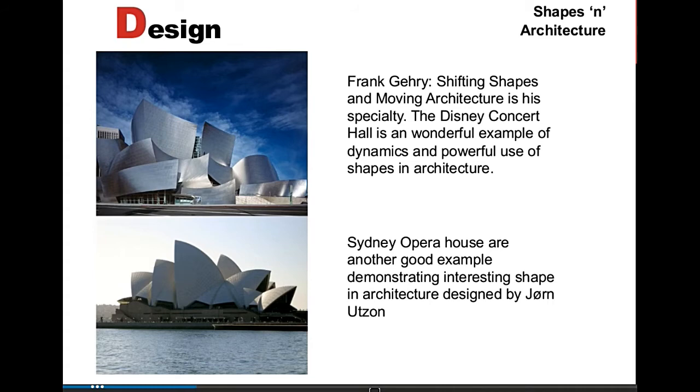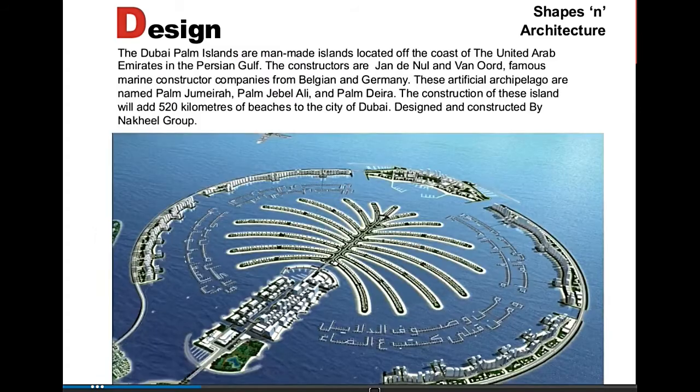Expressive architecture, or what we call futuristic architecture, such as this Opera House, and the Disney Concert Hall, where frank, airy, shifting shapes and moving architecture are his specialty. And the classic Sydney Opera House by Jørn Utzon in Australia.